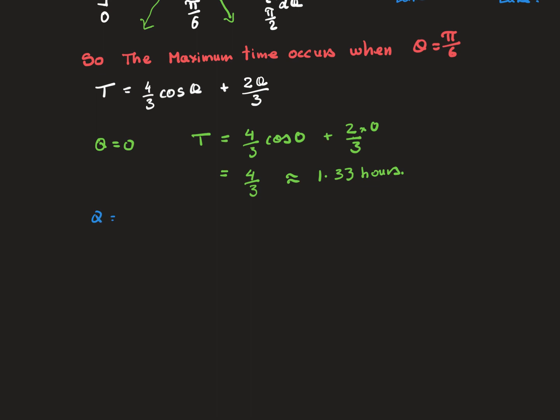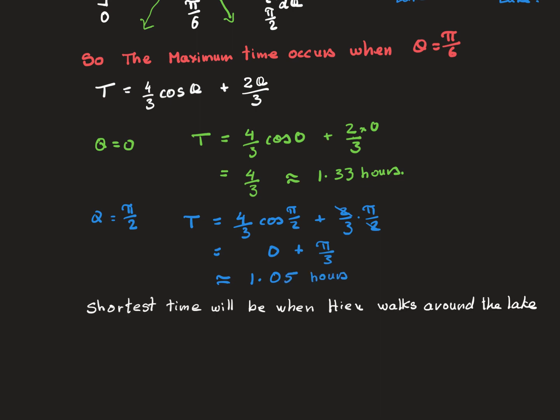If he walks around the lake, then we'll substitute pi on 2: 4/3 cos pi on 2 plus 2/3 times pi on 2, which is approximately 1.05 hours. So out of these two, the shortest time will be when Hugh walks around the lake.